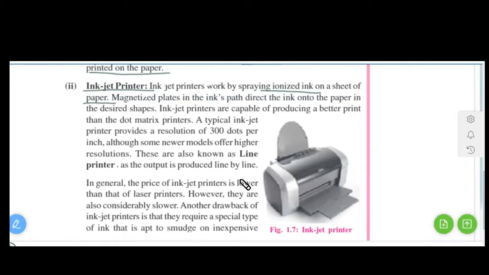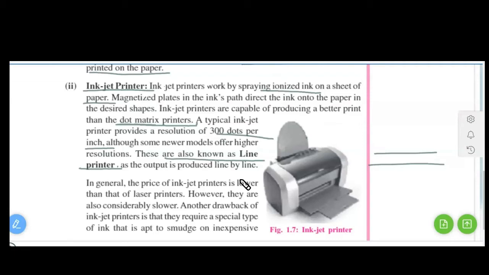Inkjet printers are capable of producing a better print than the dot matrix printer. Dot matrix printers are much less expensive than inkjet printers, and the quality also is not that good. A typical inkjet printer provides a resolution of 300 dots per inch. These are also known as line printers, so you get the output line by line, whereas the other one works character by character. So its function is different, and this one is a line printer. That's the difference between both of them.